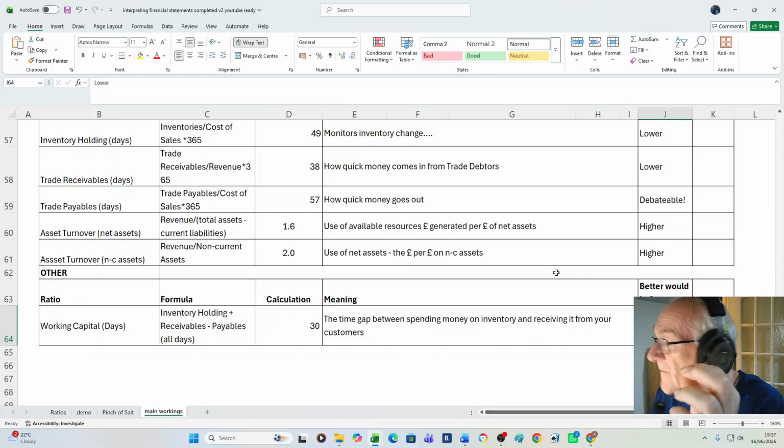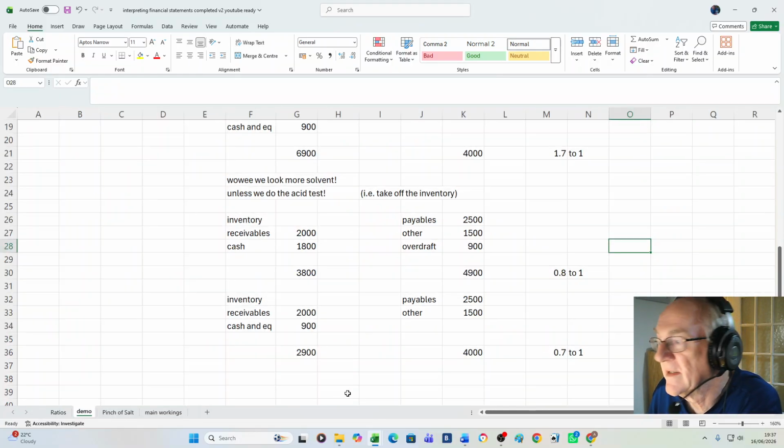So those are the main formulas. I mentioned a few of the issues, which I'm going to do them all when we look at the pinch of salt. Just a quick demo, part of the pinch of salt really.